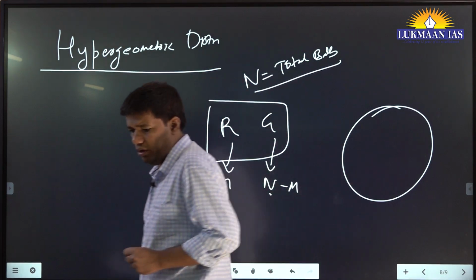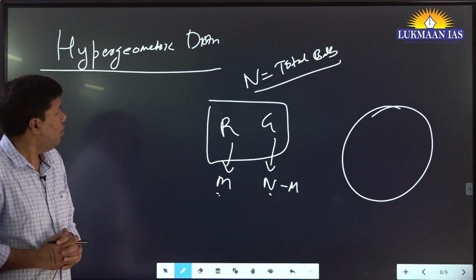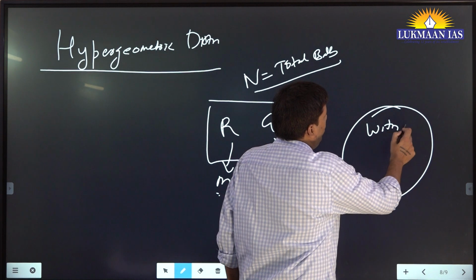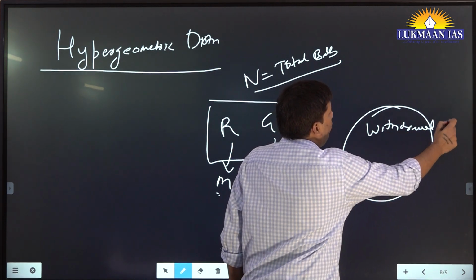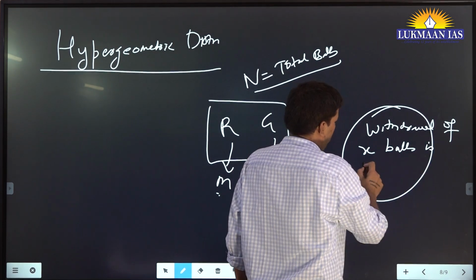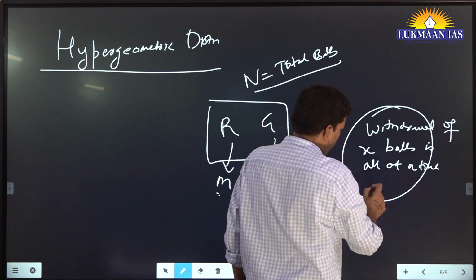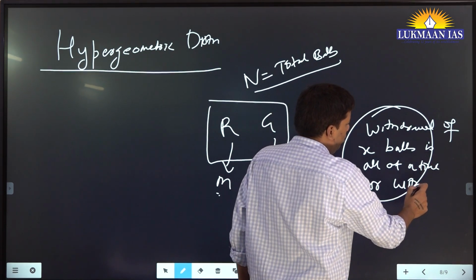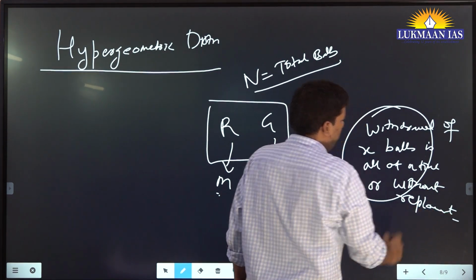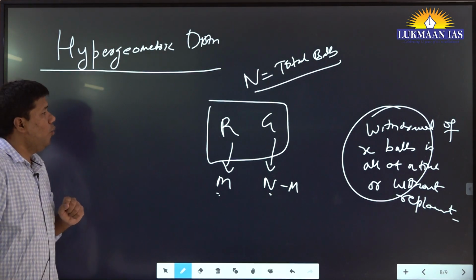So write down that the withdrawal is without replacement. Withdrawal of x balls is all at a time, or without replacement. Fine. Without replacement. This is an important assumption. Then, what is the probability?